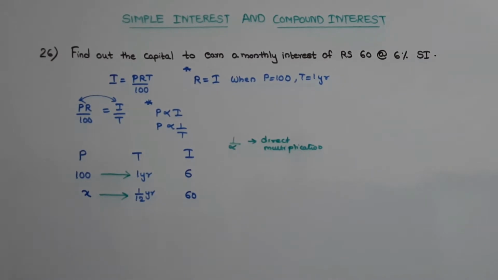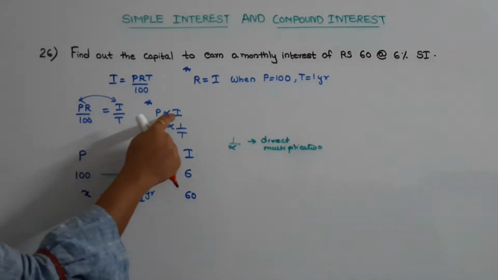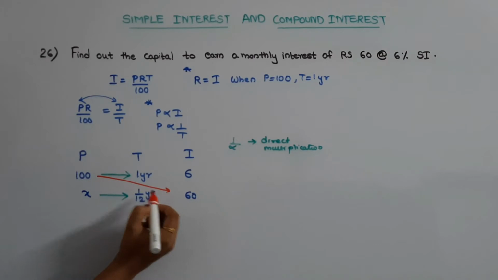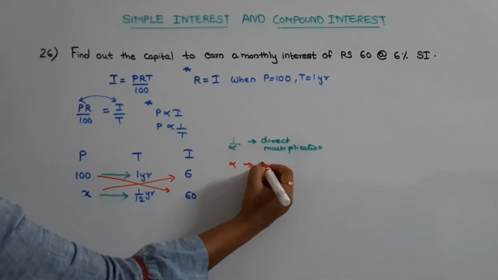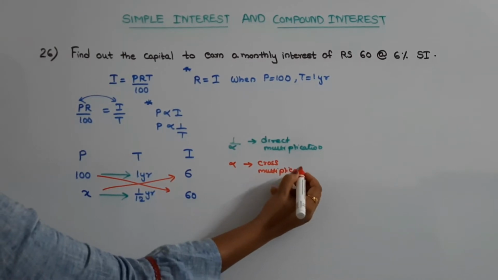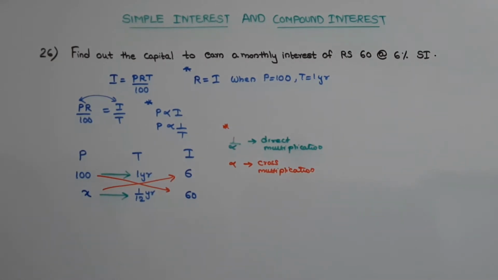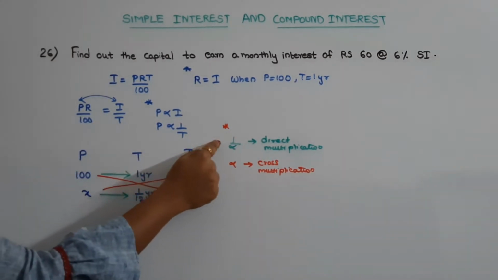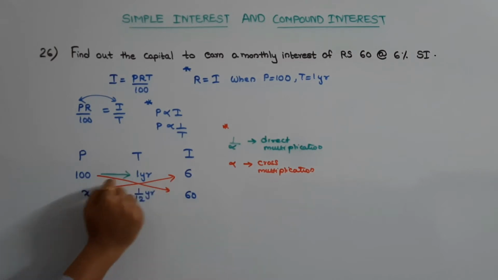Now what is the relationship between principal and interest? The relationship between principal and interest is directly proportional. Principal is directly proportional to interest. So whenever direct proportionality comes, you need to do cross multiplication. This is the third point which you need to keep in your mind. Whenever inverse proportionality comes, you need to do direct multiplication. Whenever direct proportionality comes, you need to do cross multiplication.